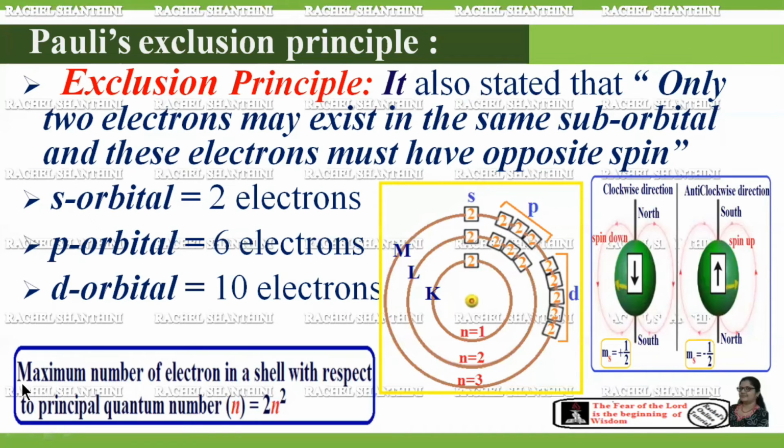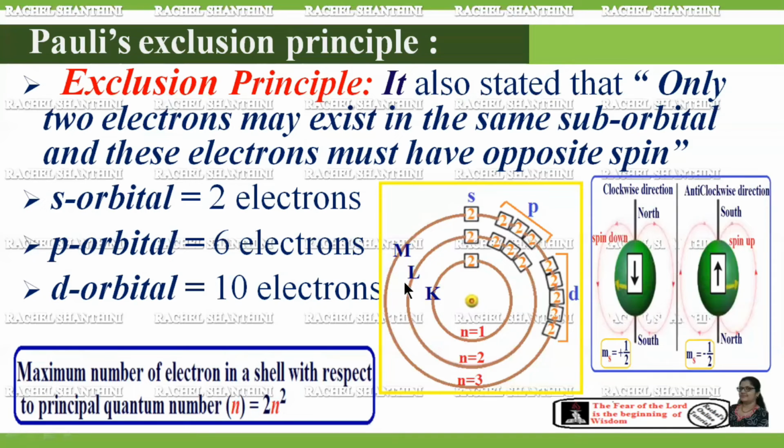anti-clockwise direction if it spins in the spin up direction. If the question is how many maximum number of electrons in a shell with respect to the principal quantum number n, then the formula is 2n square. If you take this K shell, what is the value of n? N equal to 1. If you apply this value of n in this formula 2n square, then 1 into 1 square is 1, 2 into 1, 2. So what is the maximum number of electrons in the K shell? Is 2.